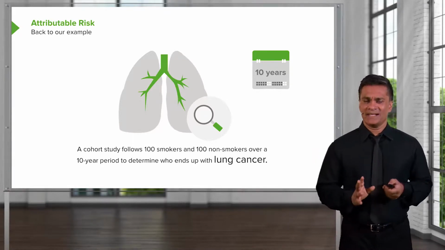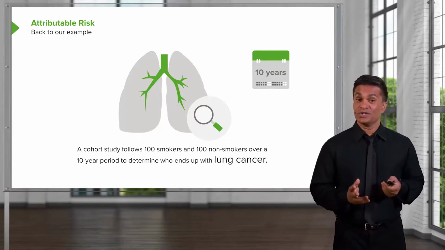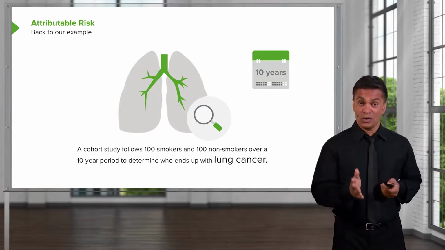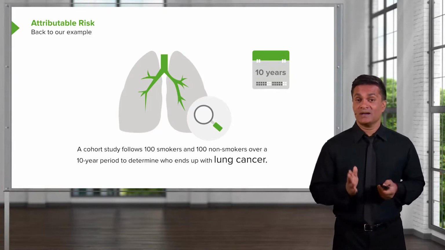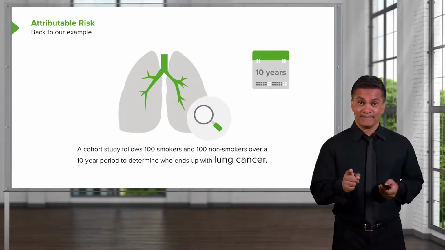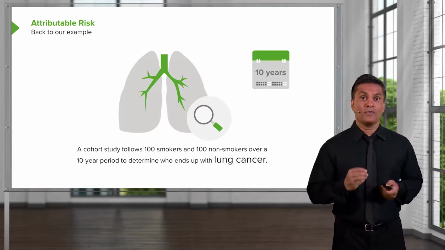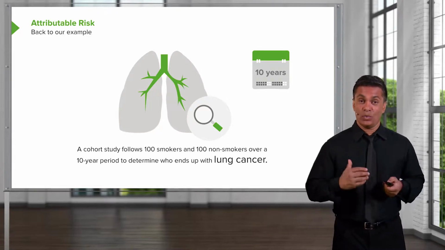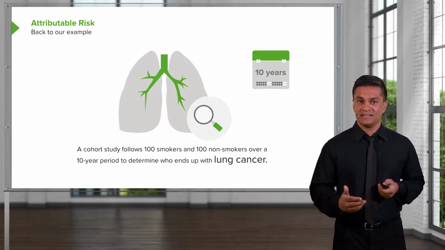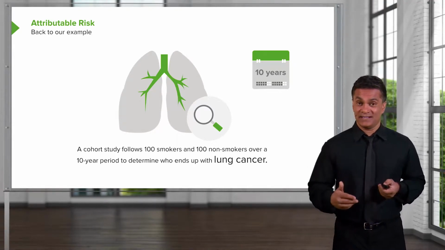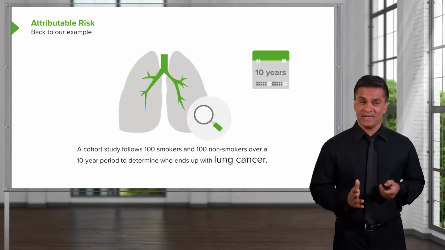So the example I like to always use is the relationship between smoking and lung cancer. So again, a cohort study follows 100 smokers and 100 non-smokers over a 10-year period to see who ends up with lung cancer. Do you remember what a cohort study is? I hope you do. A cohort study moves forward in time. We begin by ascertaining exposure status and waiting to see if the outcome manifests. So in this case, the cohort study begins by ascertaining smoking status and waiting to see if lung cancer manifests.